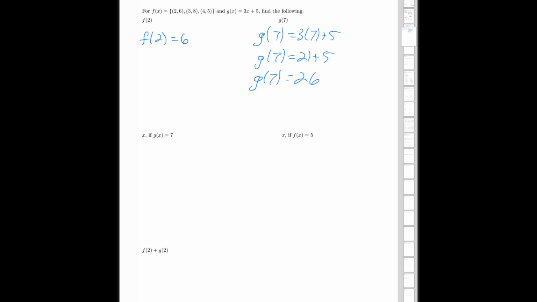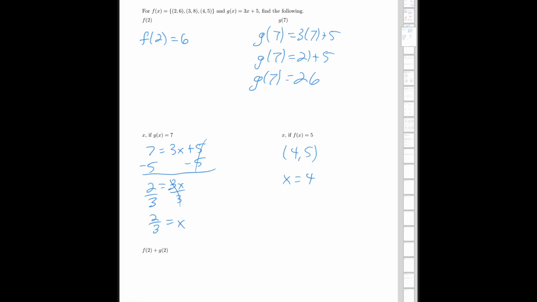If we want to go the other way, and I know g of x equals 7, I replace g of x with 7 and solve for x. So 2 equals 3x, divide by 3, and we get 2/3 equals x. And if I want to do the same thing with f, I simply have to find the y value of 5 in my ordered pairs. So that's the ordered pair 4, 5. So x would be 4.